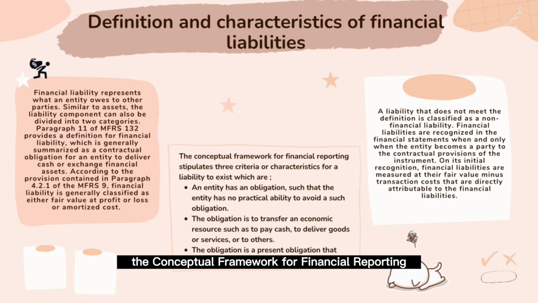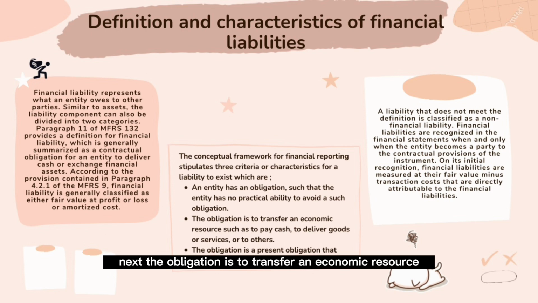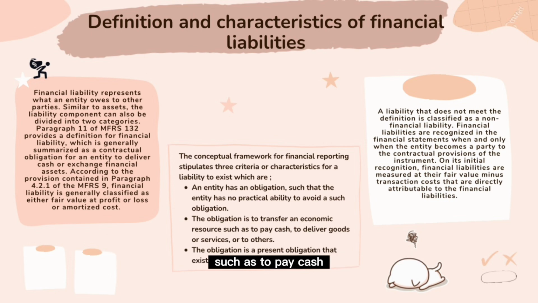The Conceptual Framework for Financial Reporting stipulates three criteria of characteristics for a liability to exist. First, an entity has an obligation such that the entity has no practical ability to avoid it. Next, the obligation is to transfer an economic resource, such as to pay cash or to deliver goods or services to others. Then, the obligation is a present obligation that exists as a result of a past event. A liability that does not meet the above definition is classified as non-financial liability.